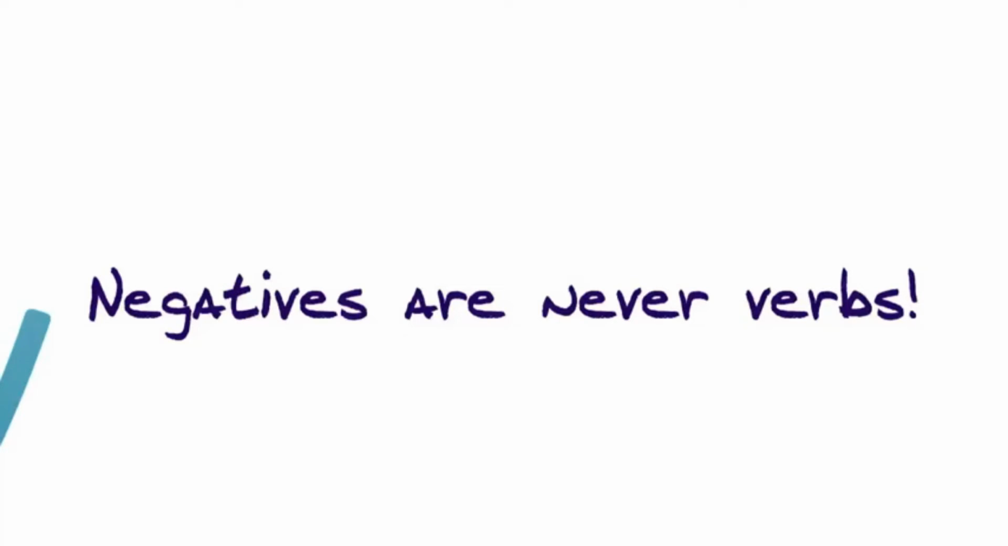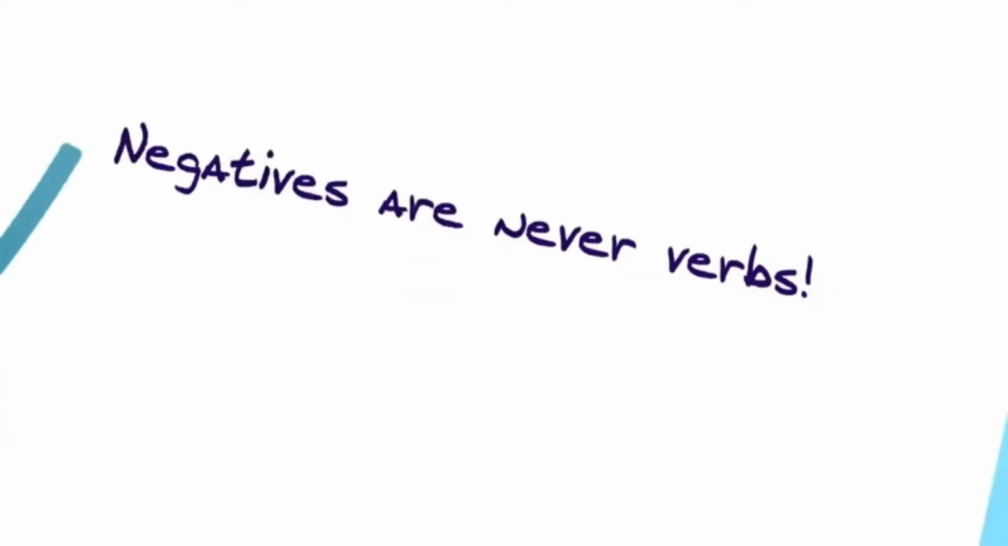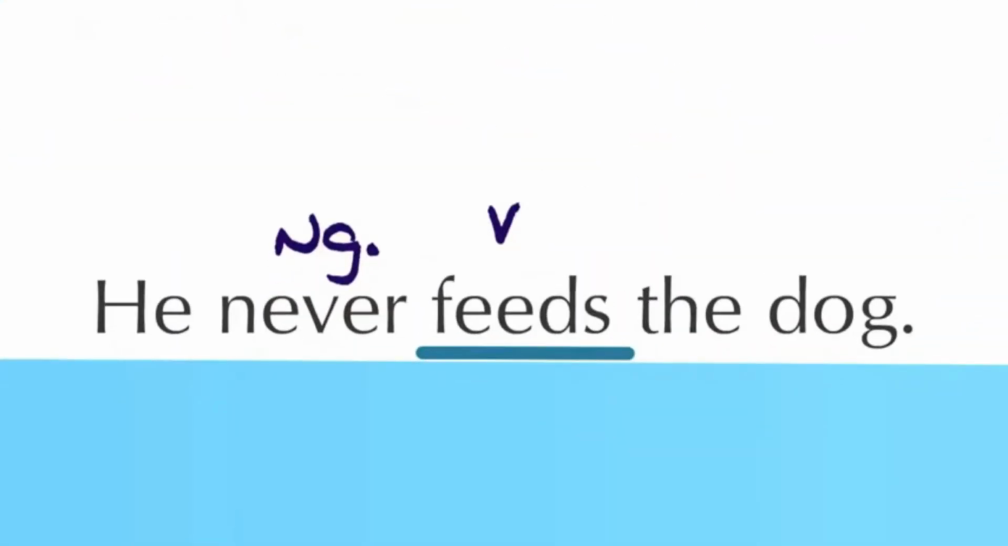Also remember, when identifying the verb in the sentence, that negatives are never verbs. Take, for example, the sentence, he never feeds the dog. The verb is feeds, but never is not included in the verb because it is a negative.